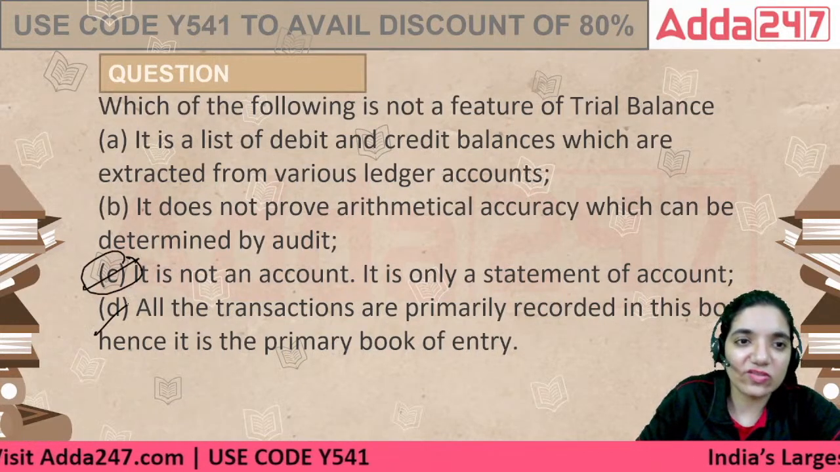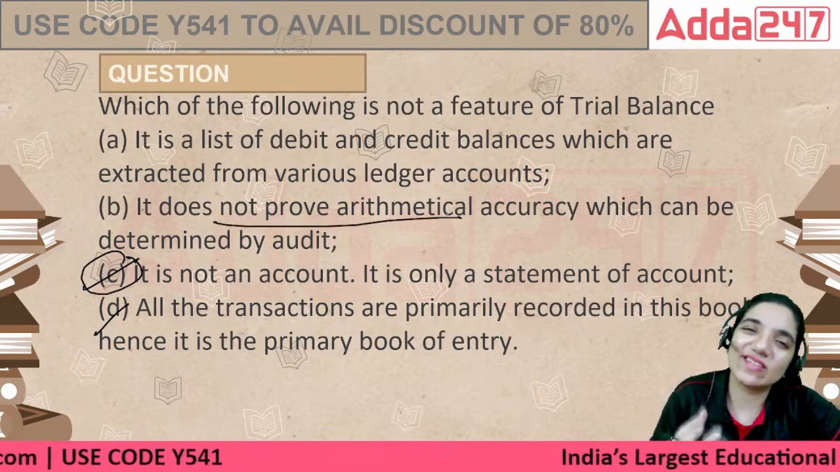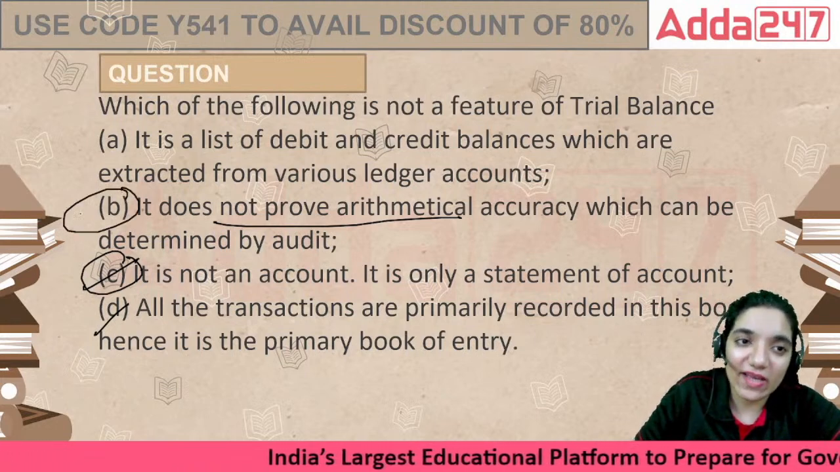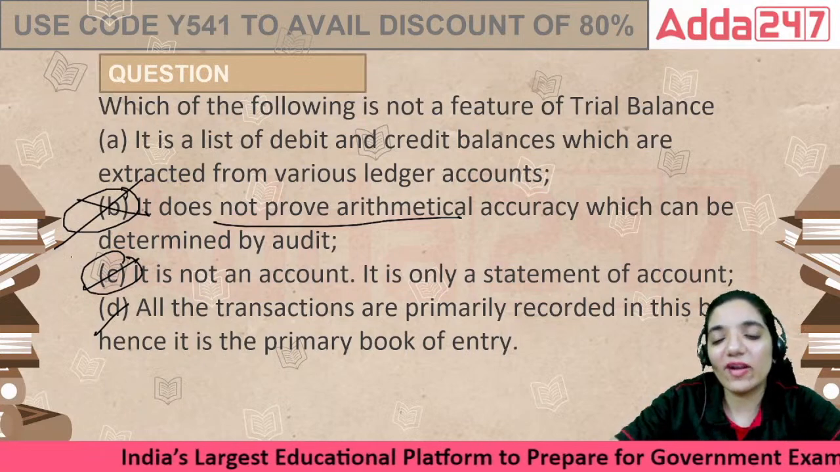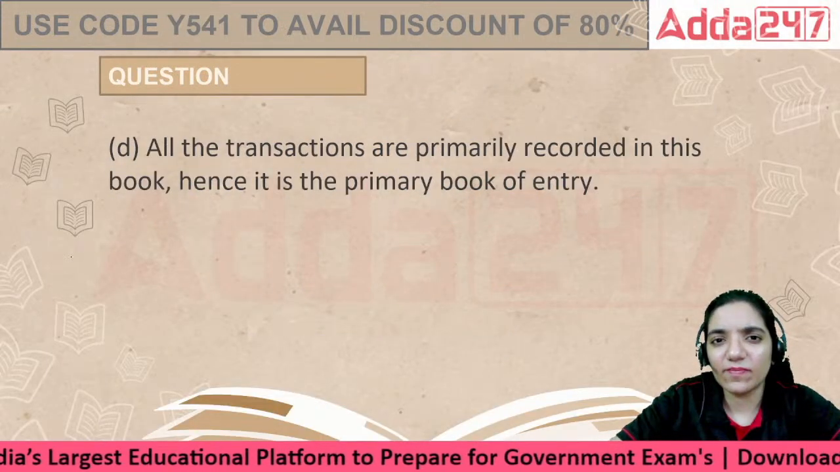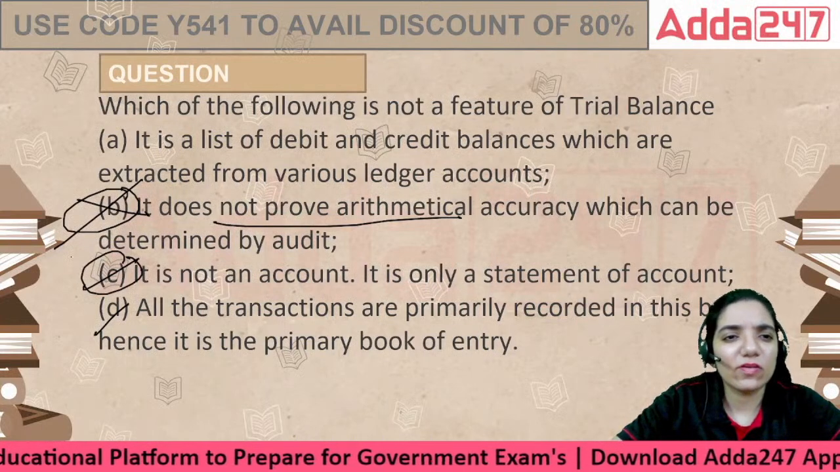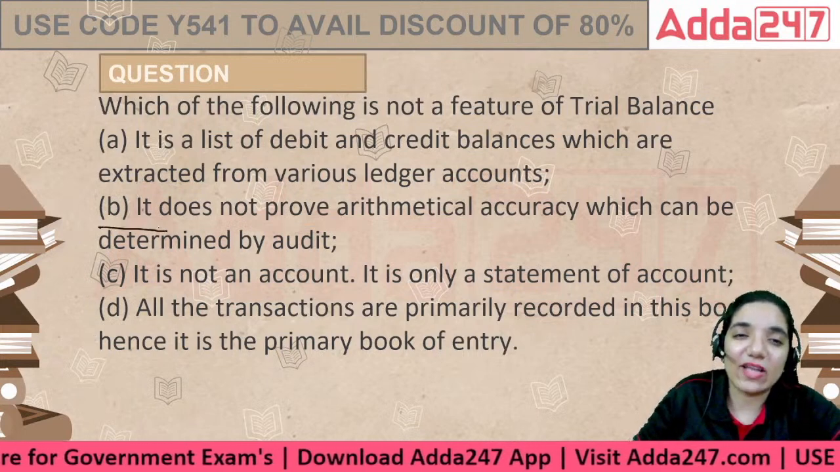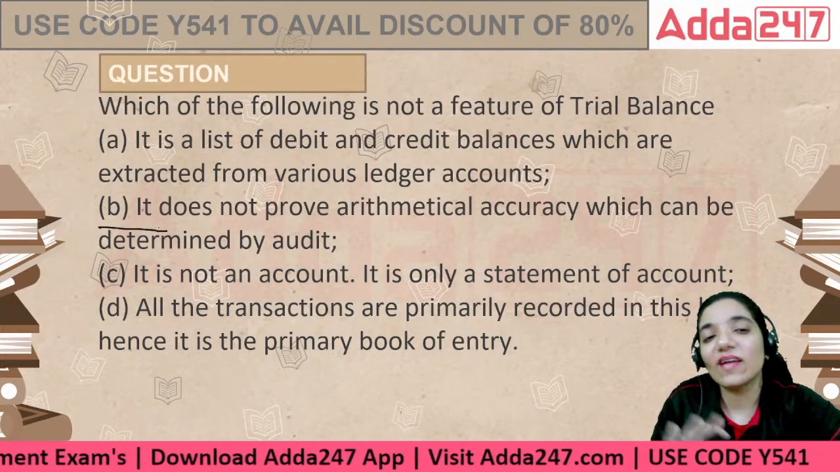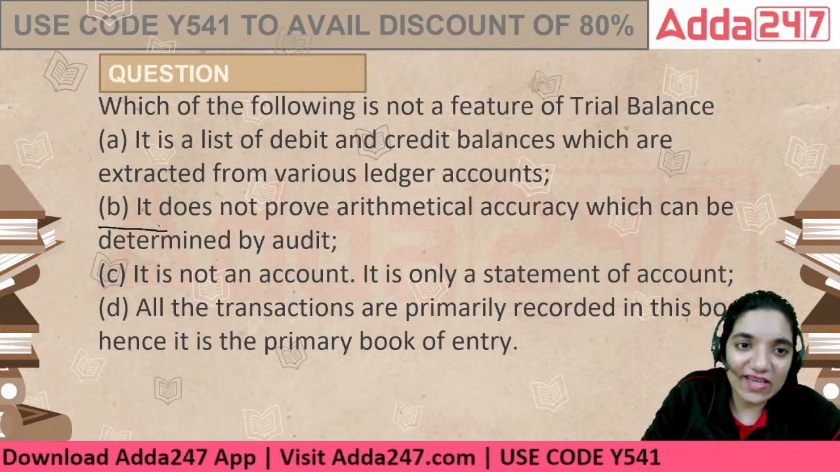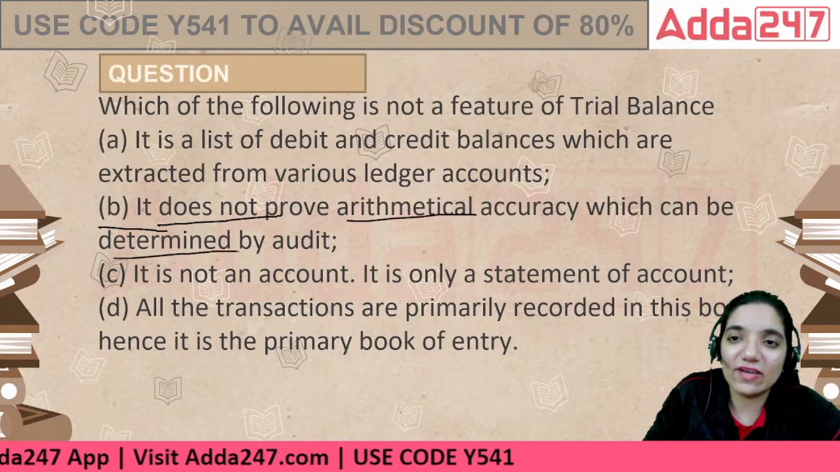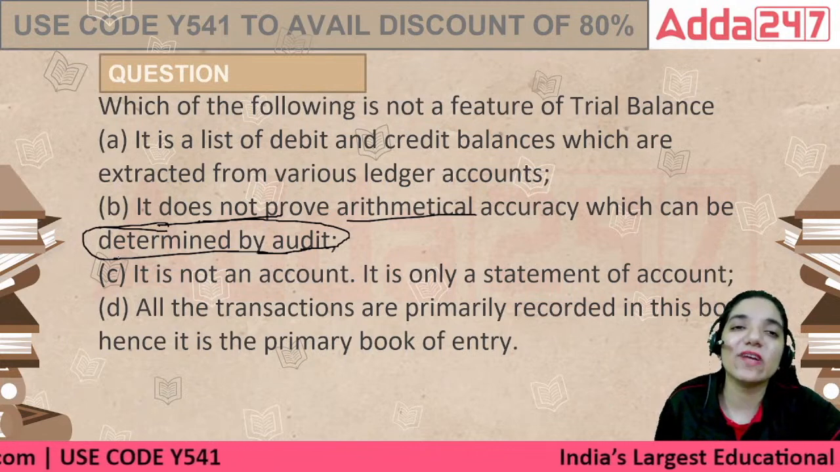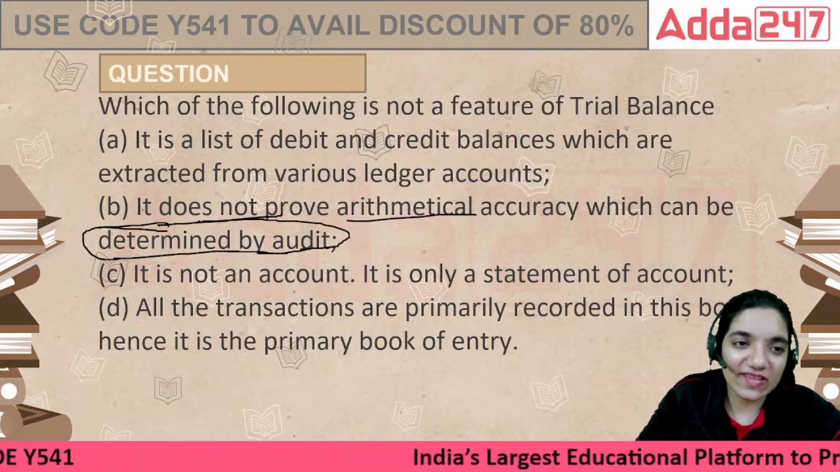Okay, this is also true. It proves the arithmetical accuracy. That's the only thing a trial balance does, and this is the point which they state that it does not prove. It proves, rather. So there's only one wrong point, that is B. It does not prove. Okay, that's also correct. Sorry, that is also correct. Actually, it proves the arithmetical accuracy, but other than that, there cannot be anything else it can prove. Anything which can be determined by the audit is something which it cannot prove. It just doesn't give a conclusive proof. So the statement is also correct.